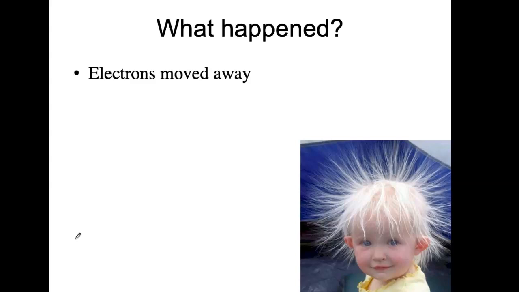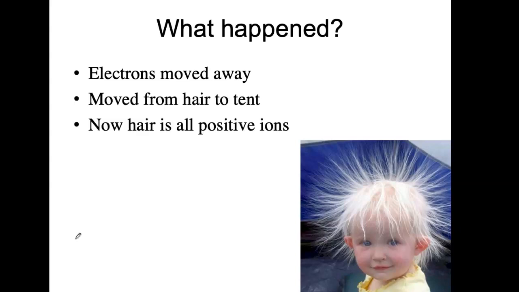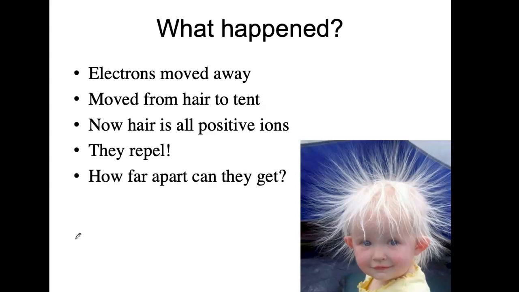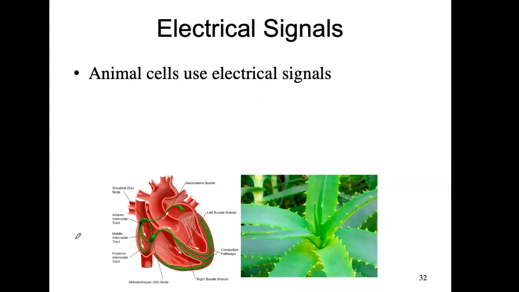So what happened here is that the electrons moved away. They moved from the hair to the tent. When you rub on it like that, those electrons are going to move off and jump onto the tent. Now what you have left behind are lots of positive ions in that hair, and they're going to repel. And if they're going to repel, they're going to pull that hair in opposite directions as they try and get away from one another. How far apart can they go? Well, they can go pretty far because this hair is really nicely on end.